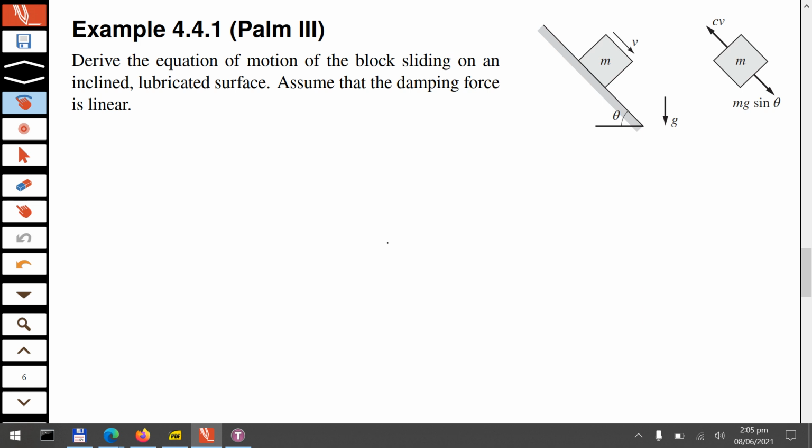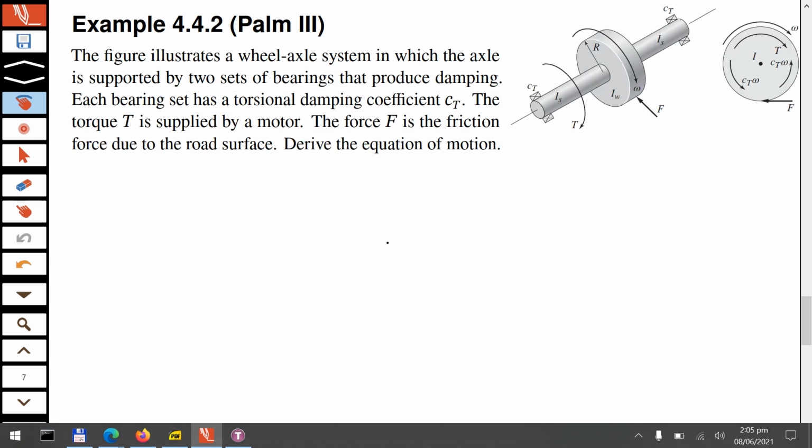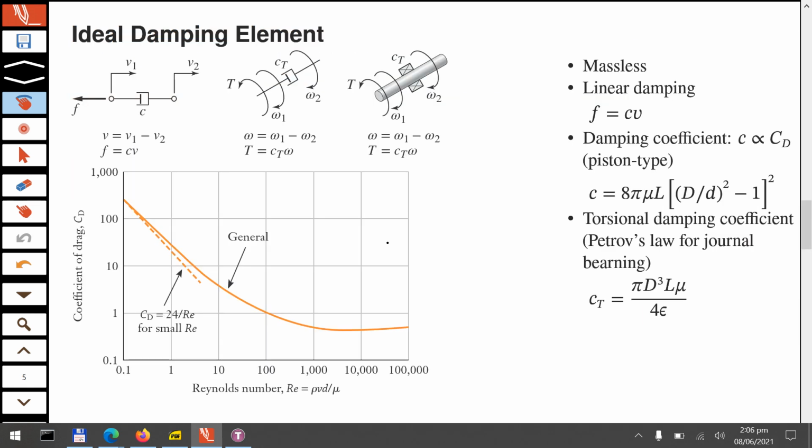So the punchline so far for these damping elements is this new relationship, where the damping force is some constant, which we call the damping coefficient, times the velocity. So far we only had spring force, and that spring force was K times X, or for the torsional spring it was KT omega.